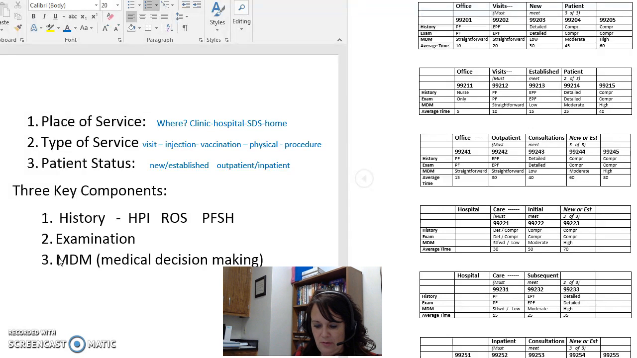If you skip to medical decision making, those levels are listed there on page 278. And again, these are close but a little bit different. The levels of decision making are straightforward, low complexity, moderate complexity, or high complexity, okay? And you can read more about those as well.